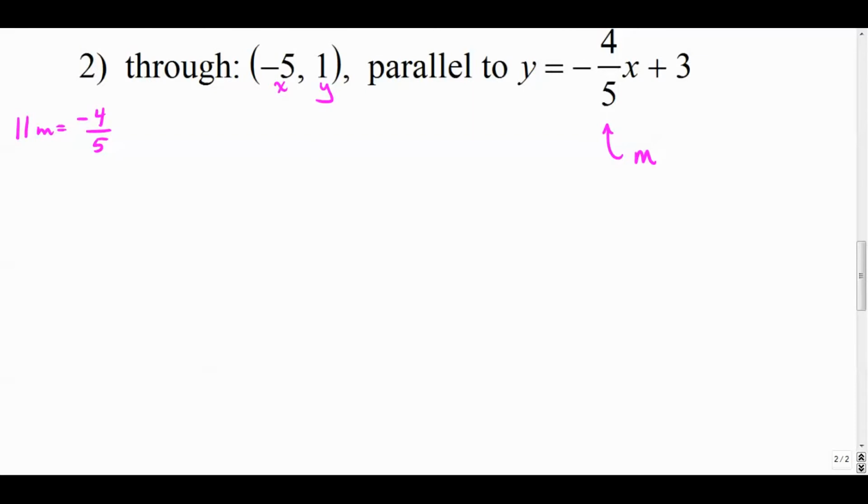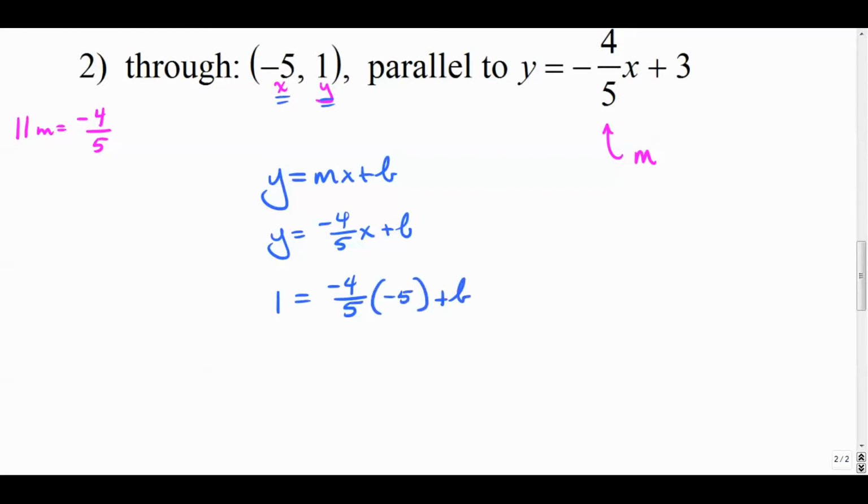From here, we just want to go through y equals mx plus b. Our m we just said is negative 4/5. Our x is given from this point up here, and our y from that point up here. So 1 is equal to negative 4/5 times negative 5 plus b. Negative 4/5 times negative 5 is just positive 4. The 5's cancel, and we have negative negative, so that makes it a positive 4. So our b is negative 3.